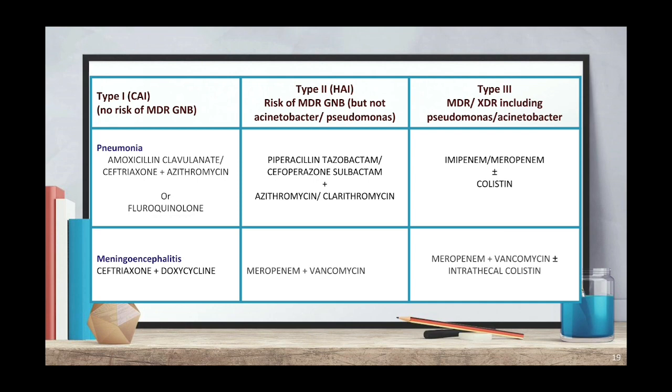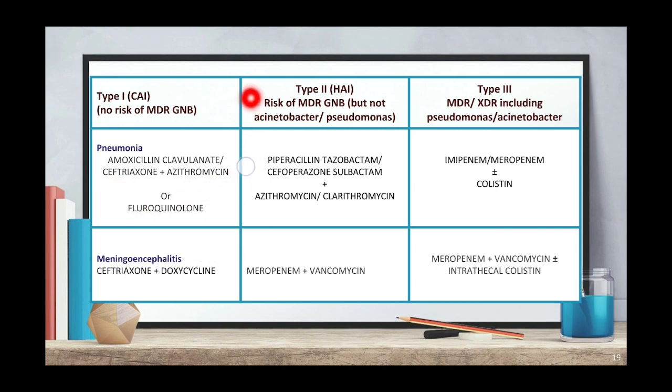For example, if the patient is having pneumonia and he is a type 1, that is community-acquired infection, with no risk of multidrug resistant gram-negative bacteria, we can start with amoxicillin clavulanate or ceftriaxone plus azithromycin or fluoroquinolone.